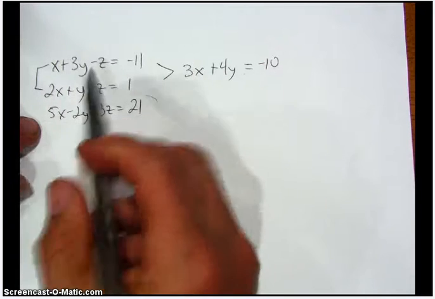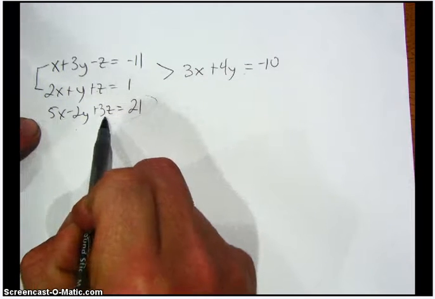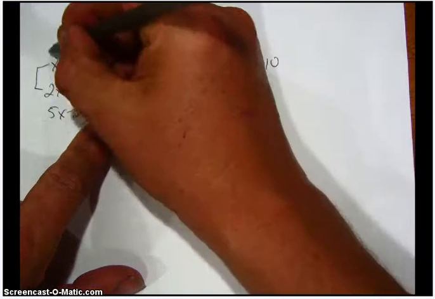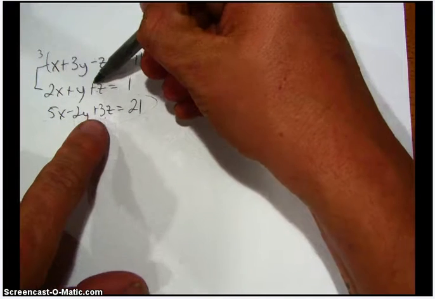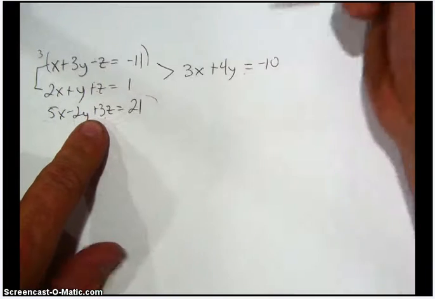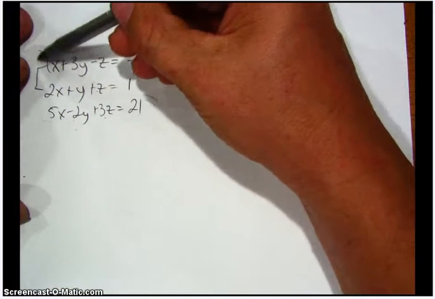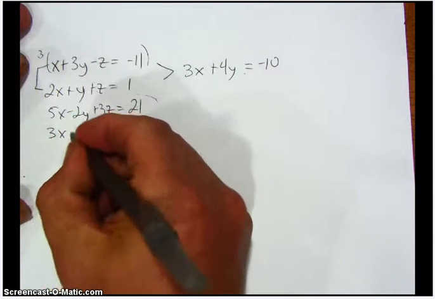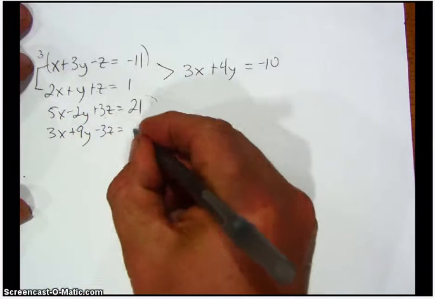Now, step 2 is I have to take the last equation and figure out which one of these I want to use to eliminate z. I'm going to use the first one. The reason why is that all I have to do is multiply everything by 3 because they're already opposite. If I use the other one, I'd have to multiply everything by negative 3, and I'm just trying to keep it as simple as possible. So I'm going to multiply 3 through and put it underneath. 3 times x is 3x, 3 times 3 is 9y, minus 3z equals negative 33.